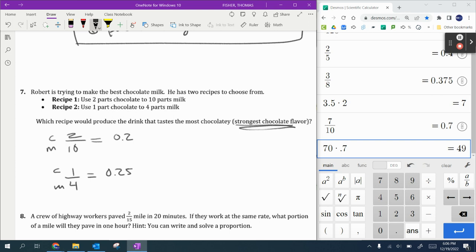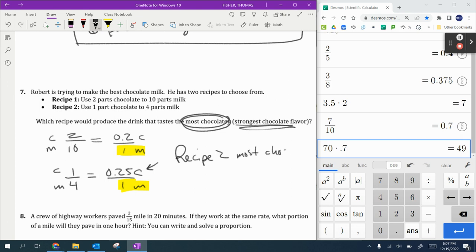You want to think about what this means. It's 0.2 what per what. Get it back into a ratio. This is chocolate to milk. This is chocolate to 1 milk. So in both cases here, this is for one amount of milk, 1 part milk, and then how many parts chocolate. So you want the most chocolate, you want the most right here. So it's got to be recipe 2 because it has the most chocolate, because 0.25 is bigger than 0.2, because 0.2 is just 0.20, per the same milk, or for the same milk.